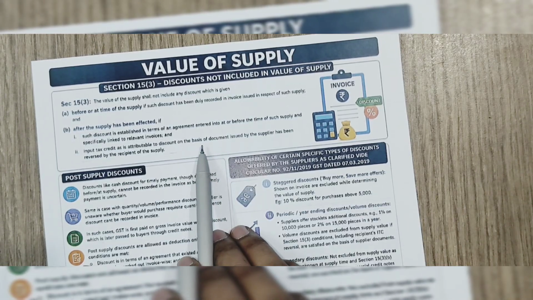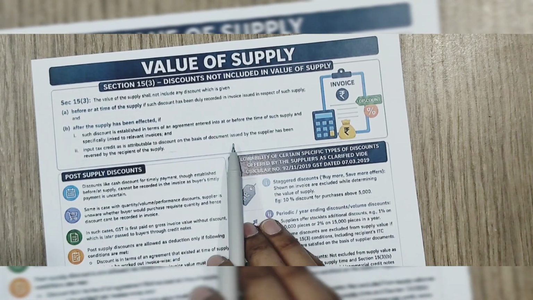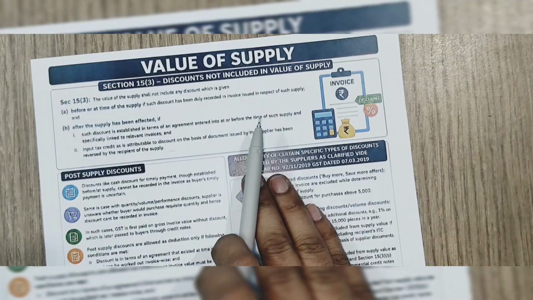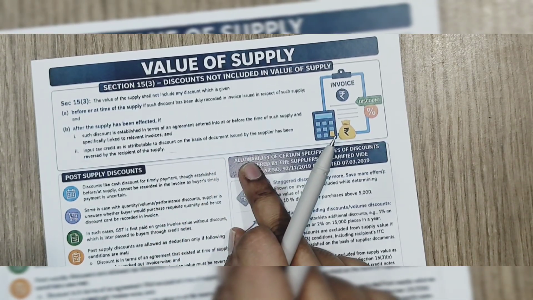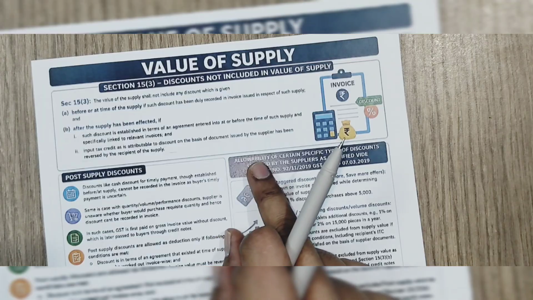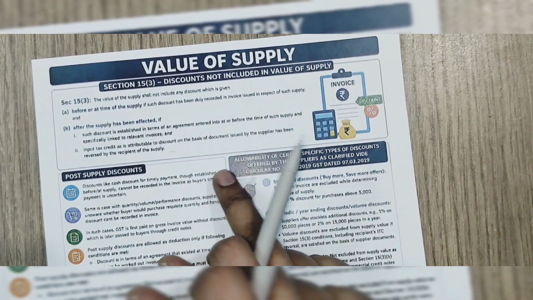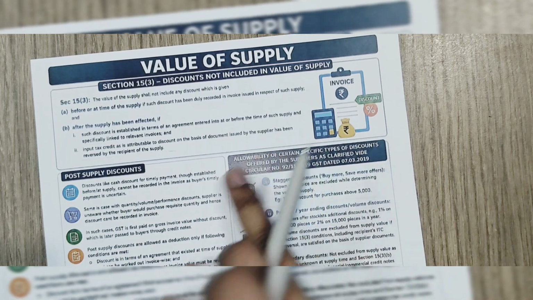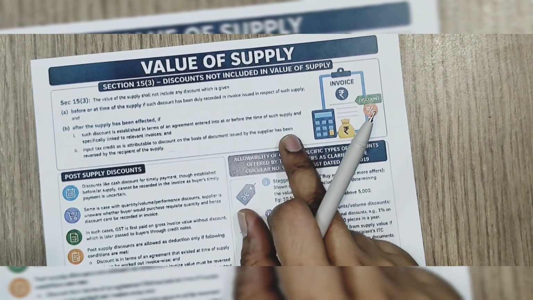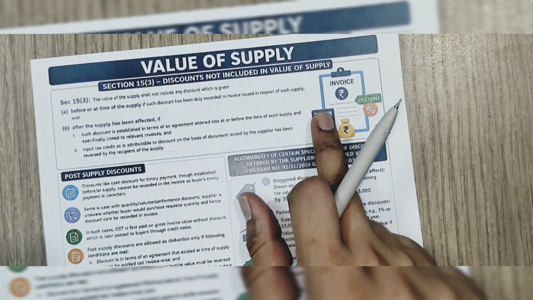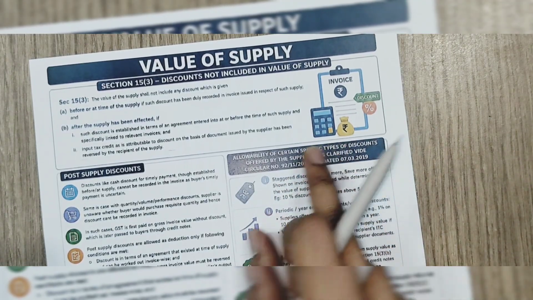The recipient should reverse the proportionate ITC. Now you are a supplier. You supplied to your recipient 10 lakh. In the tax invoice, 10 lakh you mentioned, 1.8 lakh of GST, total 11 lakh 80,000. Now the recipient also gets 1 lakh 80,000 of ITC.